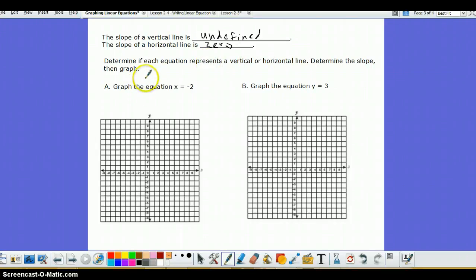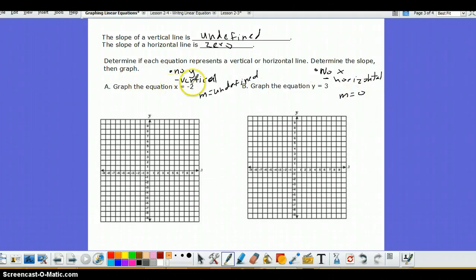Alright, really what you want to think about is if there is no y, then it is vertical. No y is vertical. In this case, no x is horizontal. Okay, so since it's vertical, the slope is undefined for this one. In this case, the slope is 0.